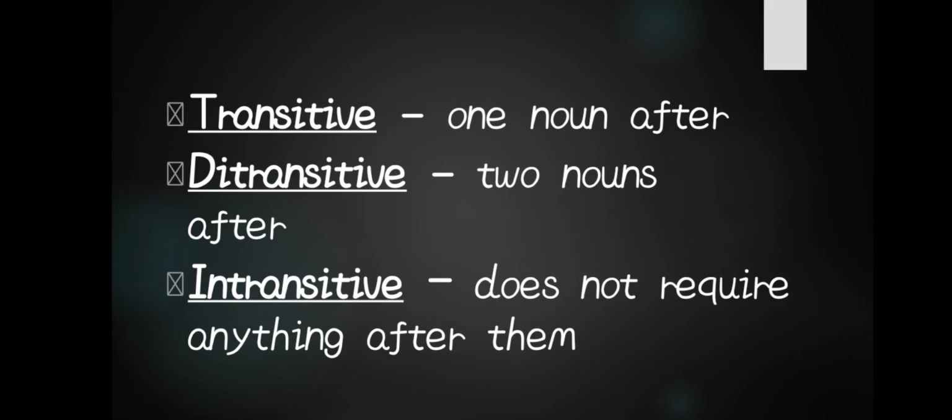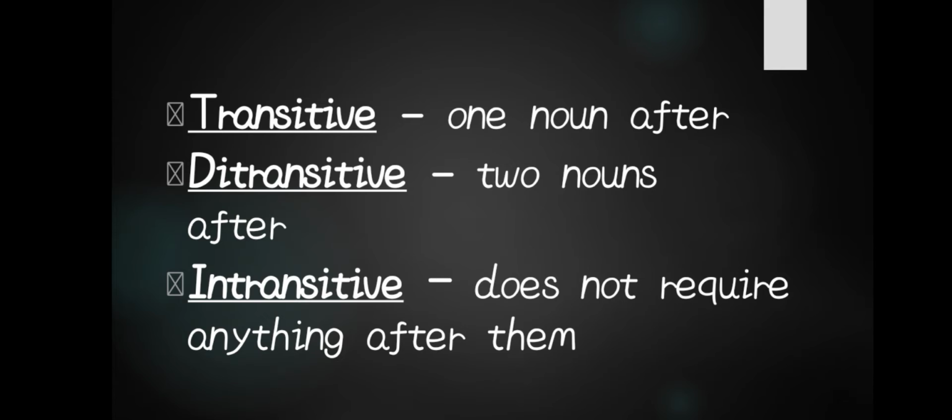Second type of verb is ditransitive verb. Di means two, right? Like dimeter, it's two. So, ditransitive means there are two nouns after the verb. For example, I love you and your mom. So, we have two receivers already of the verb love. We have the you and the mom. So, two receivers. That's under ditransitive.